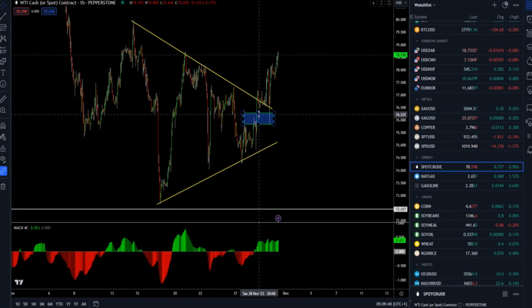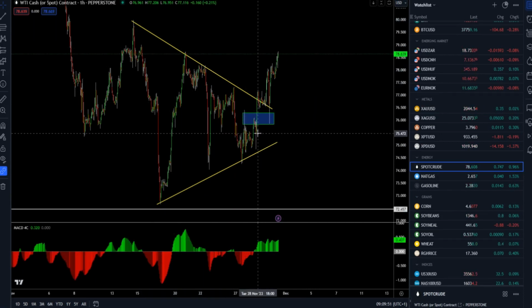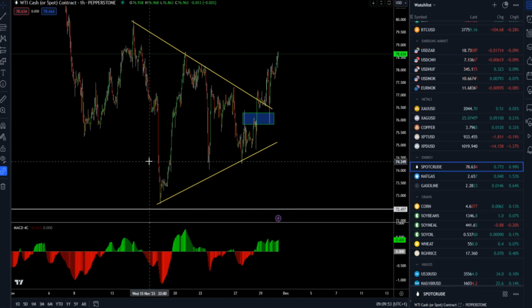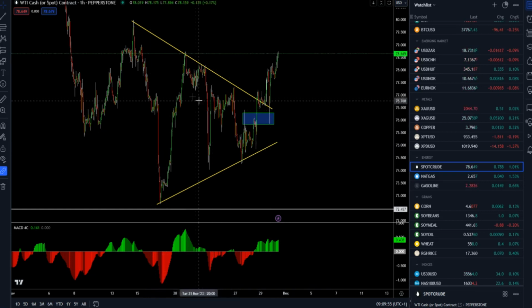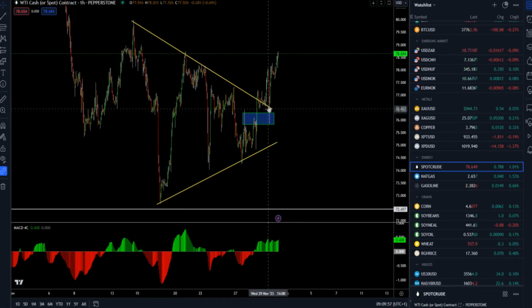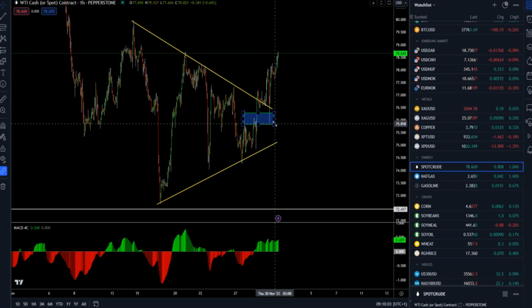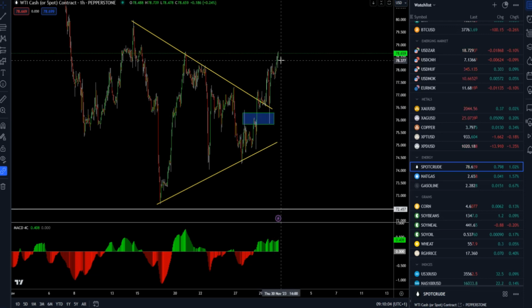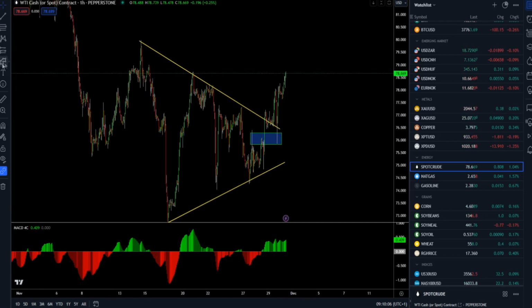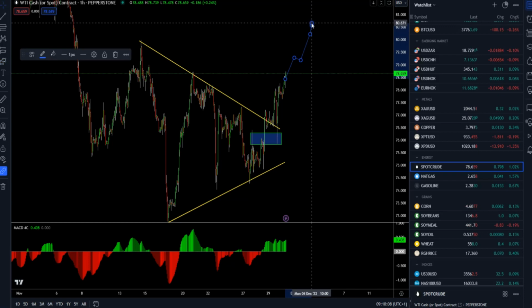Now, speaking of crude oil, we finally got a breakout of this symmetrical triangle that we were building for days in the background, and we had a breakout yesterday and a retest around 75.85 and a strong rejection. And this is a very positive sign for higher prices on crude oil.